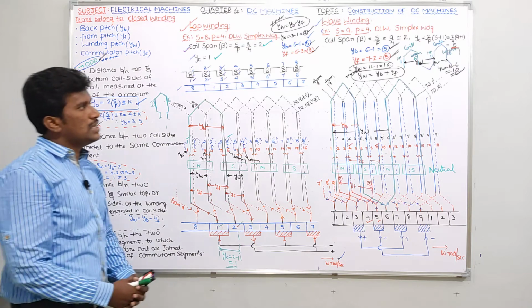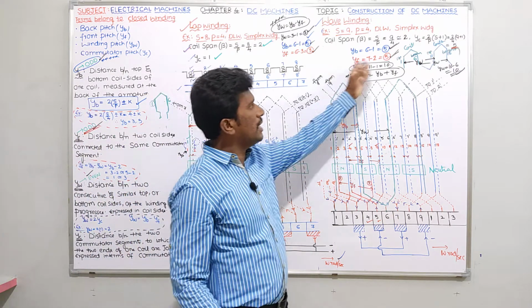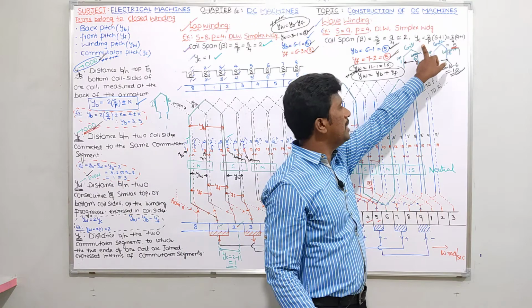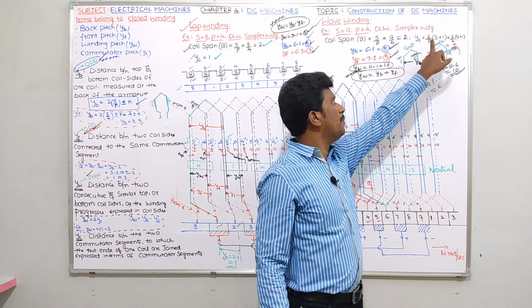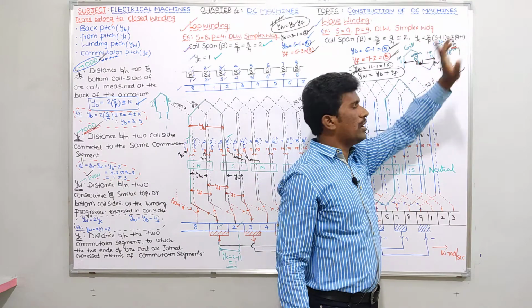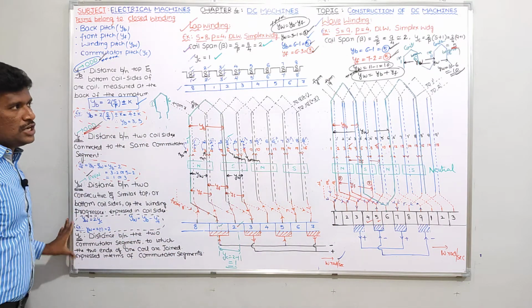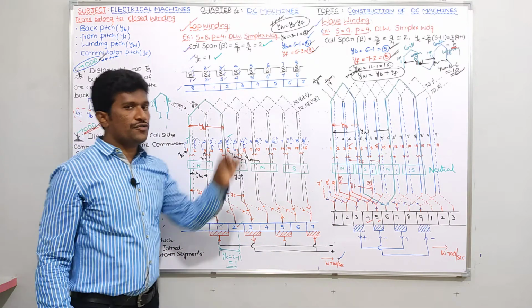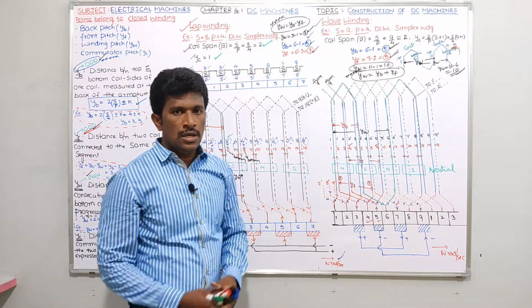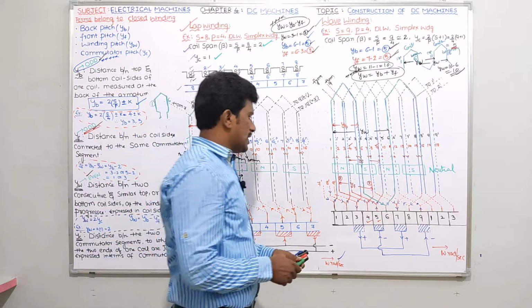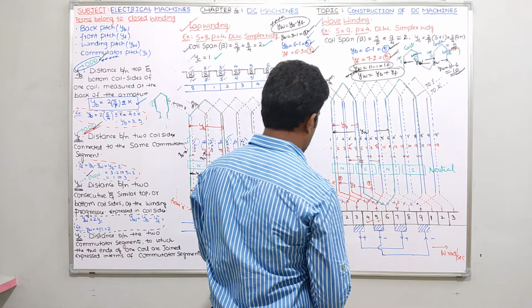Now tell me, what is the value of YC in case of wave winding, guys? We already used one formula: 2 by T into S plus 1. We got 5. So please use the same definition and just try to prove that the YC value is 5 only in this case. So for that, let me take this one.